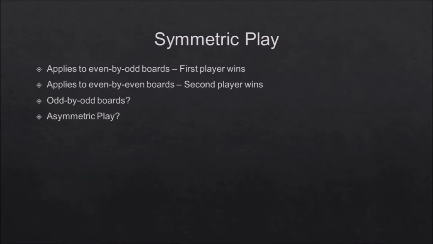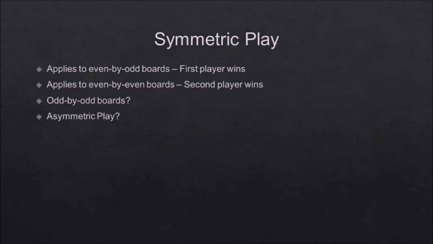As we have seen, symmetric play is a simple winning strategy that easily wins a game of Cram, and makes the game's outcome easily predictable even before the first piece is placed. However, it does not apply to odd by odd boards. Do winning strategies exist for odd by odd boards? What if the players choose to play asymmetrically? Does a winning strategy still exist?